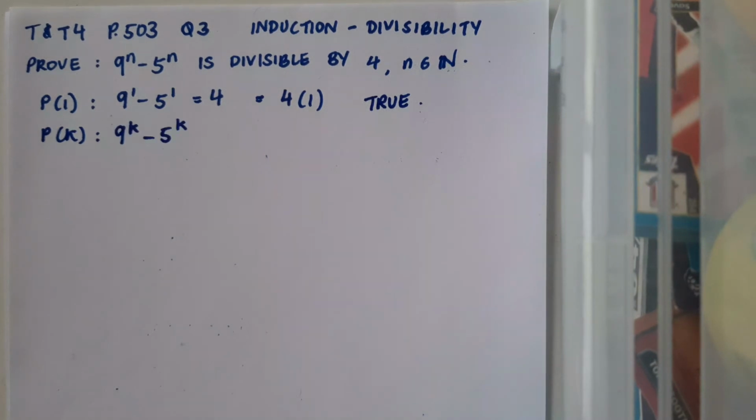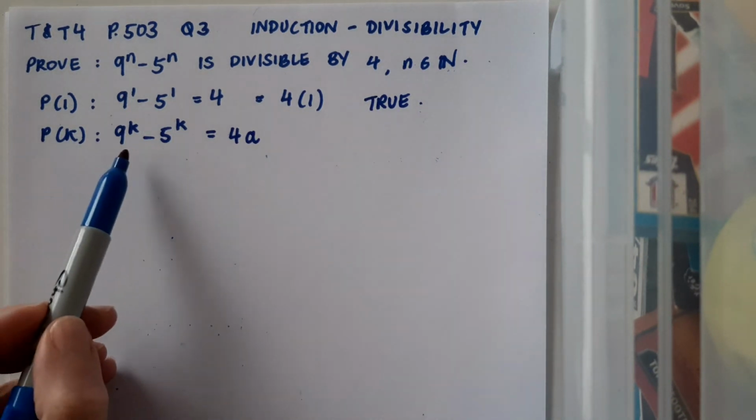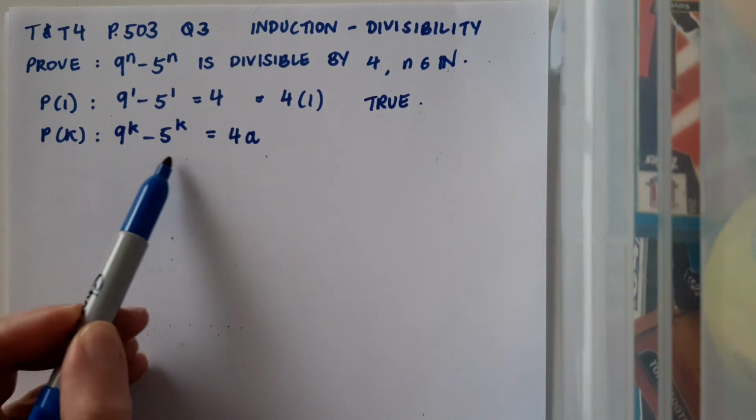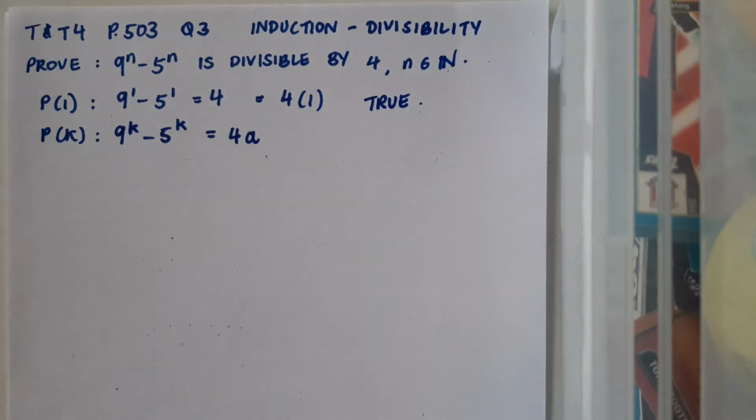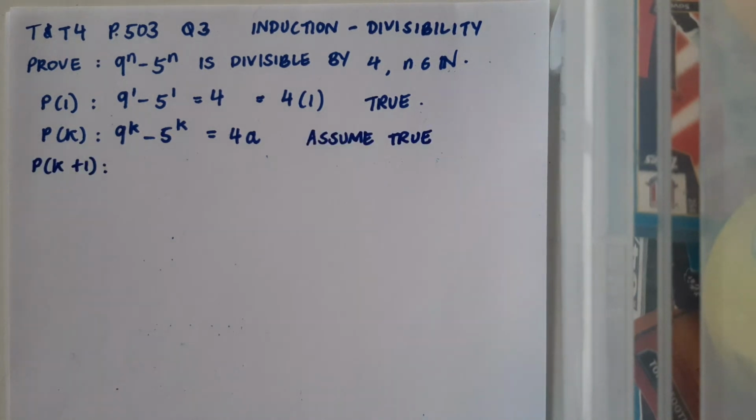For P(k), we've got 9 to the k minus 5 to the k, and I'm going to assume this is divisible by 4. So if it's divisible by 4, I'm going to call it 4a. So 4 is one of its factors, and a is the other factor. Obviously, I can't evaluate this 9 to the k minus 5 to the k, so I don't know exactly what a is, but I'm going to assume that it's there. So I'm going to say assume true for this. On we go to P(k+1).